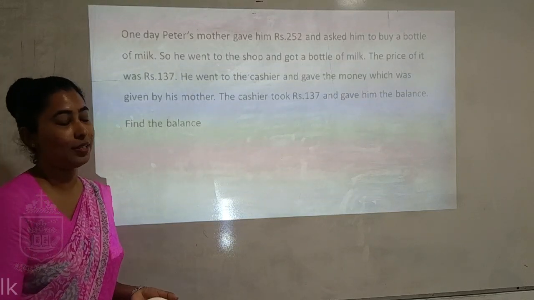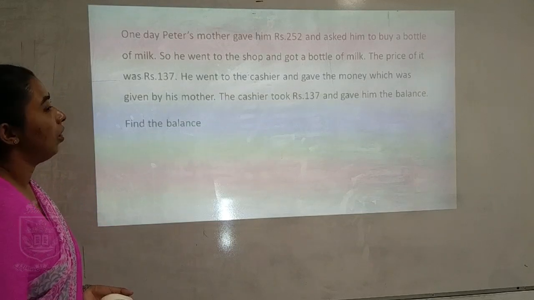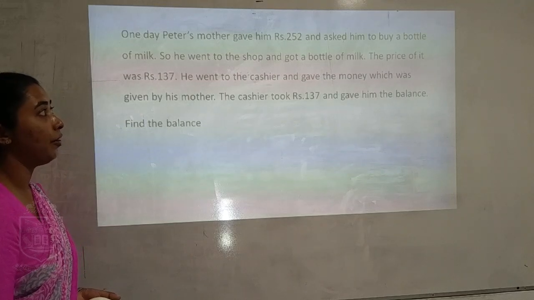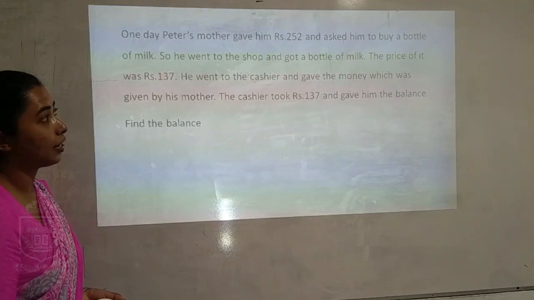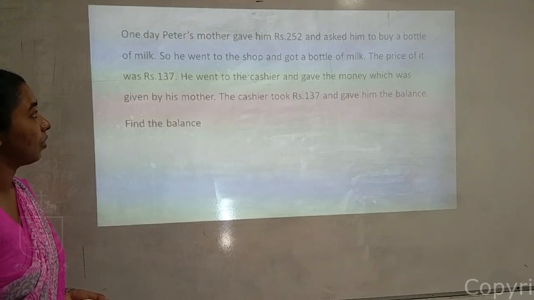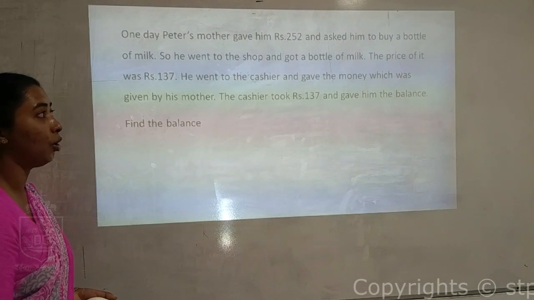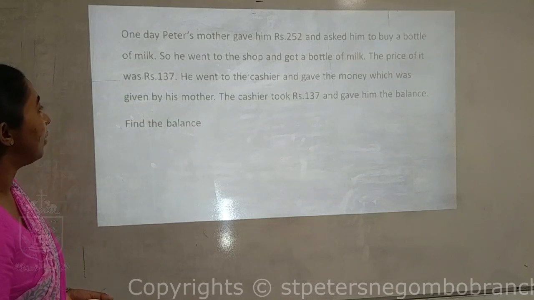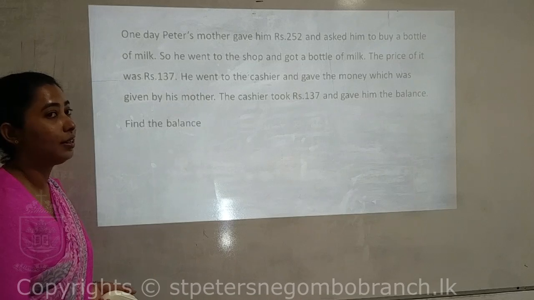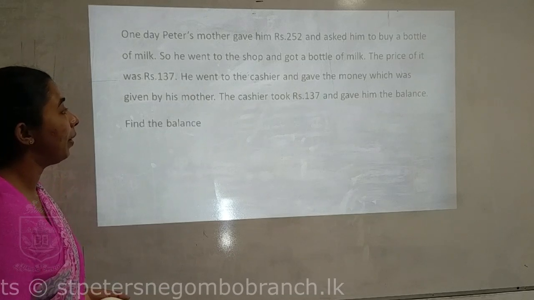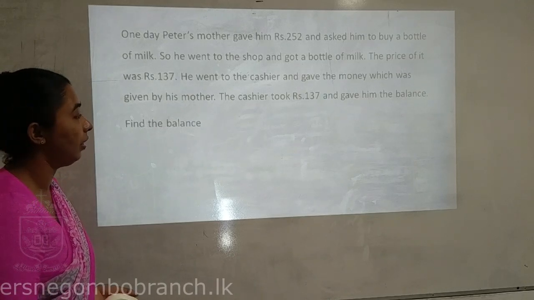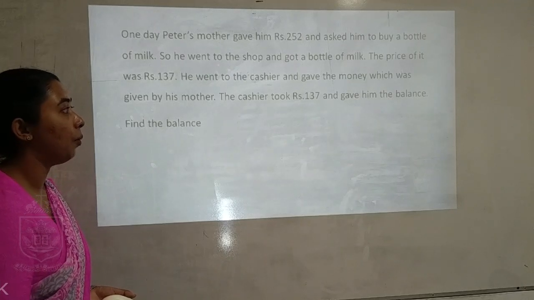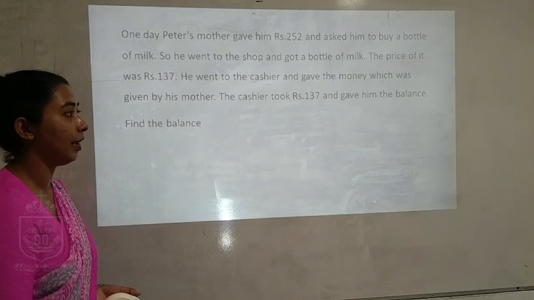There's a story for you. Just listen. One day, Peter's mother gave him 252 rupees and asked him to buy a bottle of milk. So he went to the shop and got a bottle of milk. The price of it was 137 rupees. So he went to the cashier and gave the money which was given by his mother. The cashier took 137 rupees and gave him the balance.